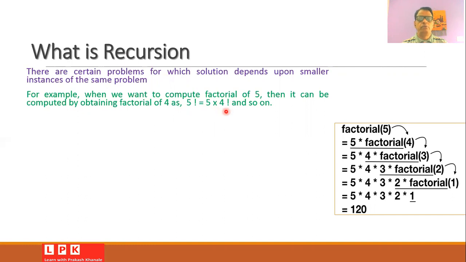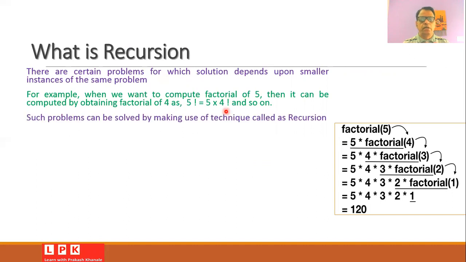Now, whenever we want to compute 4 factorial, it can itself be computed by using 3 factorial, because 4 factorial is nothing but 4 into 3 factorial. And in this way, we can go on so that we can obtain the solution for determination of the factorial of a number. That is, whenever we attempt to solve such a type of problem, what we are doing is making use of the technique called recursion.